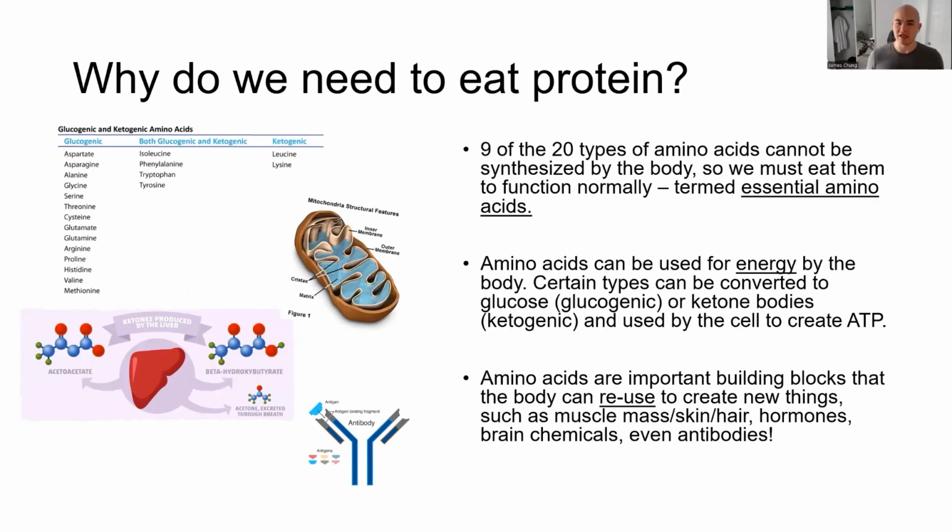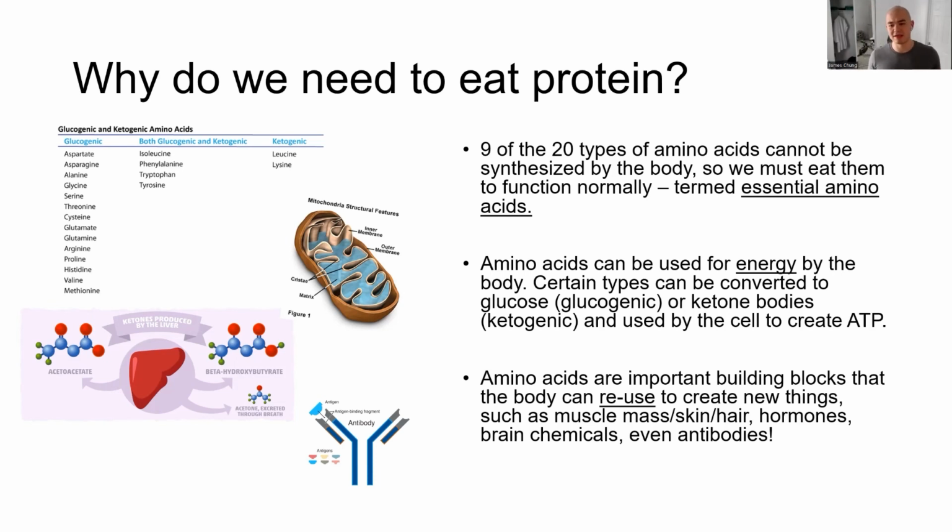So why do we need to eat protein? Basically, 9 out of the 20 types of amino acids, we cannot make. So we have to eat them in order for our body to be able to function normally. These are termed essential amino acids. Amino acids can also be used for energy by the body. It's kind of like carbs in the previous lecture I talked about. Certain types can be converted into glucose, which would be the glucogenic amino acids, and there's a table over there to list out the different ones that are glucogenic. They can also be converted into ketone bodies, which is another type of energy that the cell can use to create ATP. Those are the ketogenic amino acids.